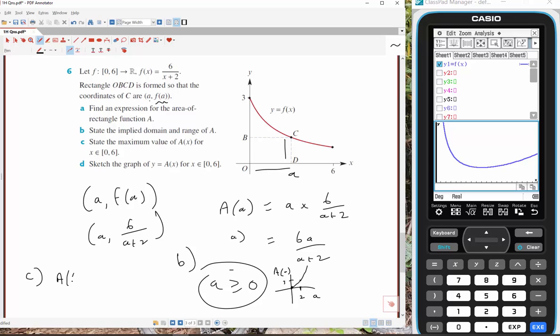So A of 6 is equal to 6 sixes are 36, 36 on 8, which is, oh my god, 18 on 4, 9 on 2. And yeah, it's going to look something like that. So my guess is parabolic, but it could be linear. Oh, I don't really know. Okay, 6. So let's go over to calc.